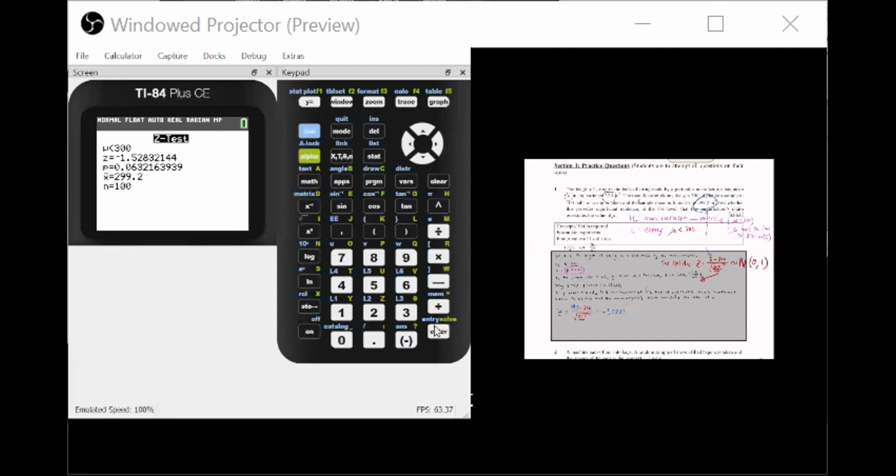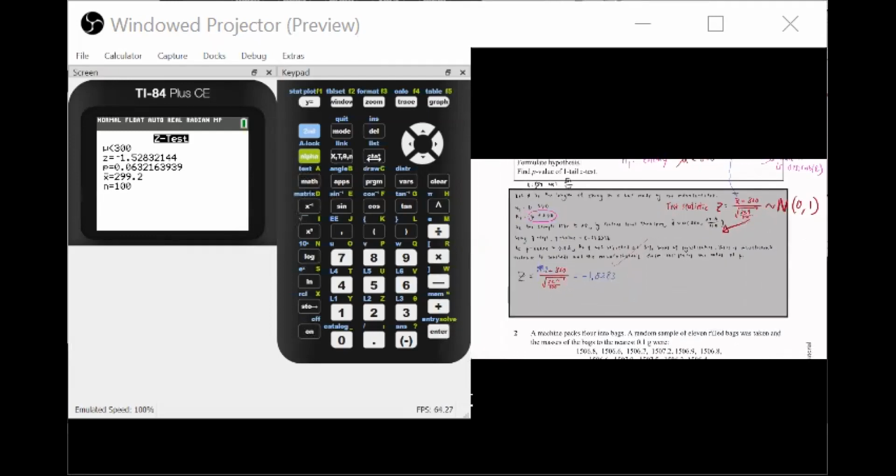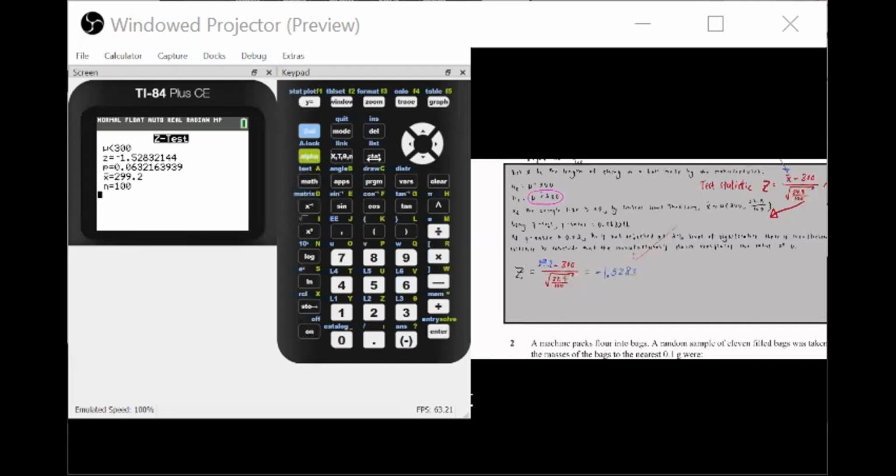So what do we get? We get the negative 1.5283 for the z. Can you see that it's the same? So we can actually calculate it manually. But then how do you do the z test? You're supposed to say that this is less than the z critical or the critical value. You can also spell it out that way, which is equal to, you type in inverse norm in the calculator.